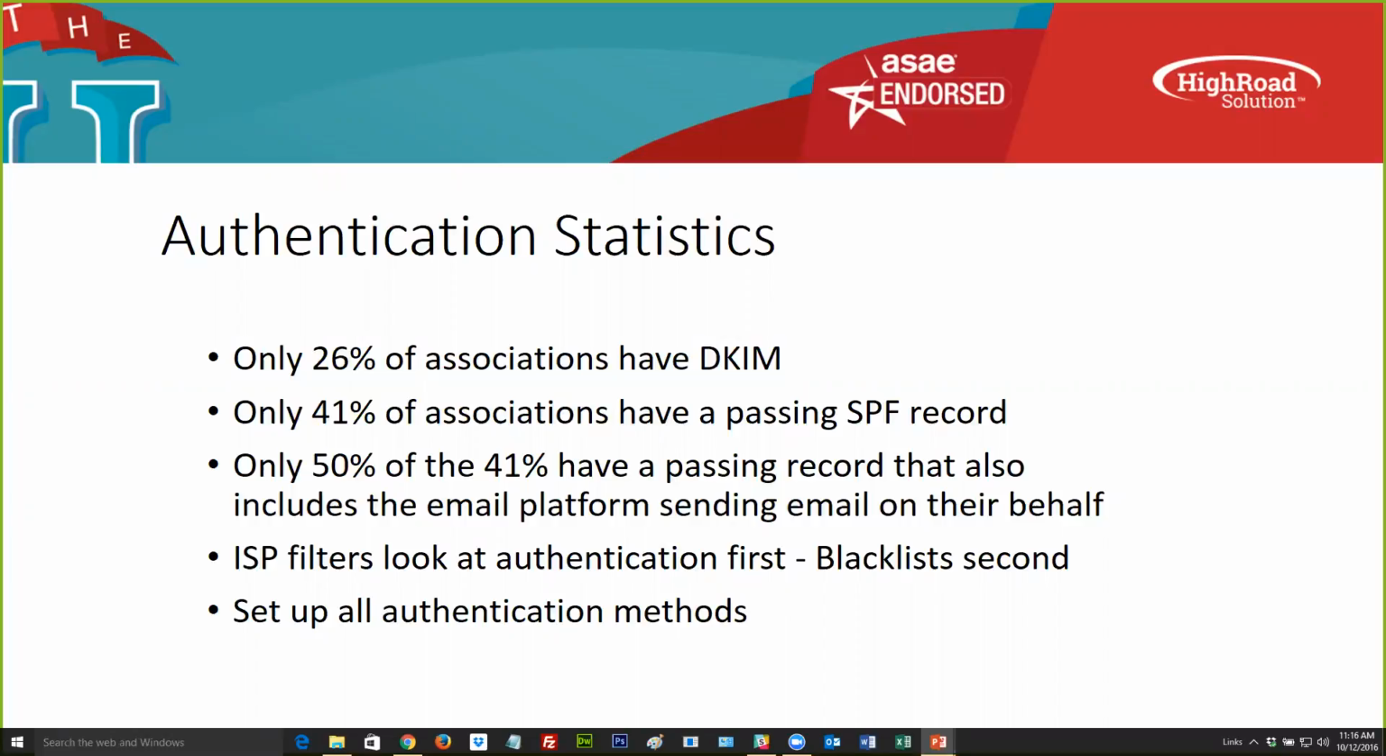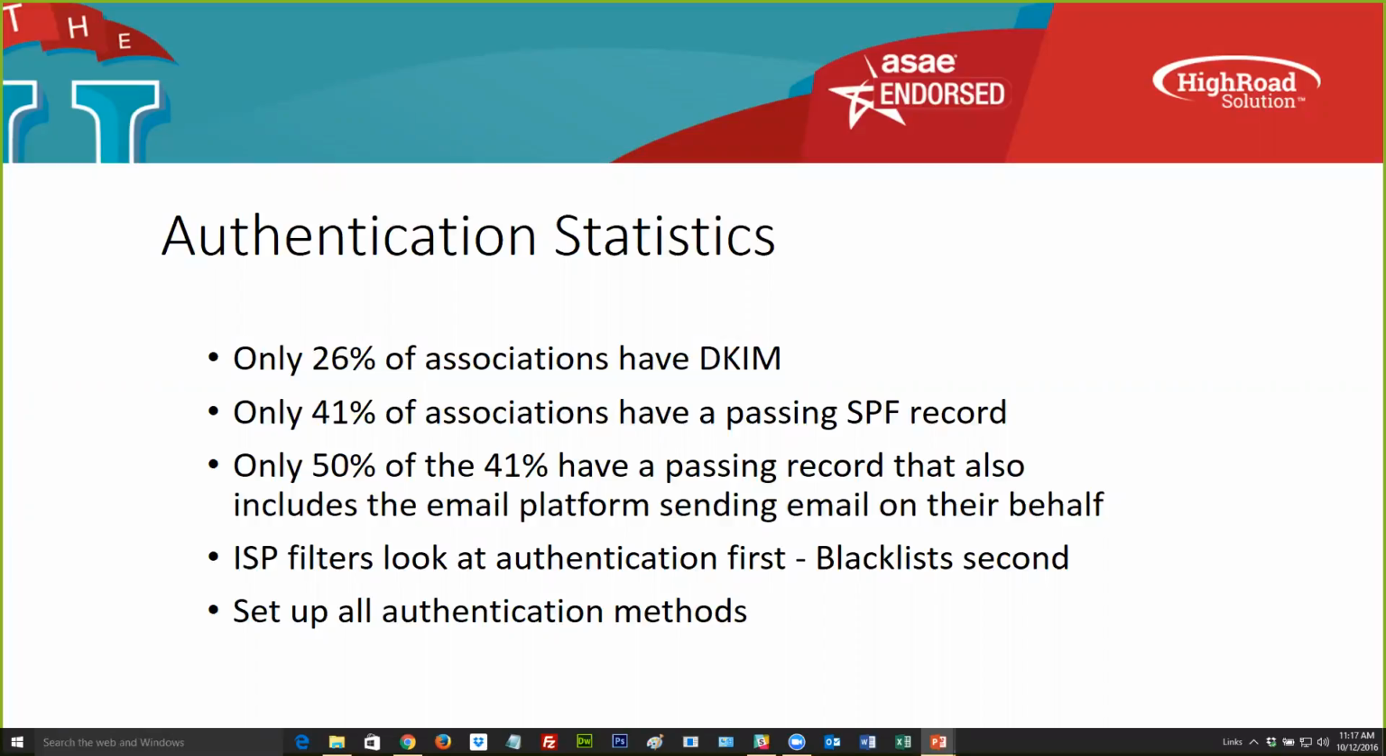Only 41% of associations have a passing SPF record. Now that's good and bad. The bad part is that only 50% of that 41% have a passing record that also includes the email platform sending email on their behalf. So that really means that only 21% of associations have a passing SPF record that gives permission from their domain to send on any platform they're sending email from. A lot of room for improvement.